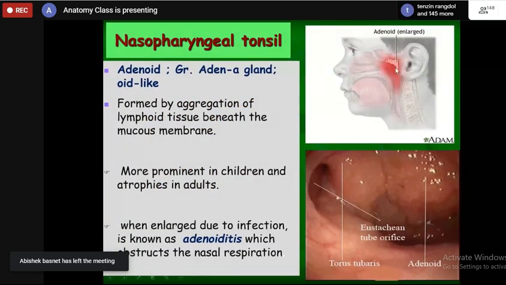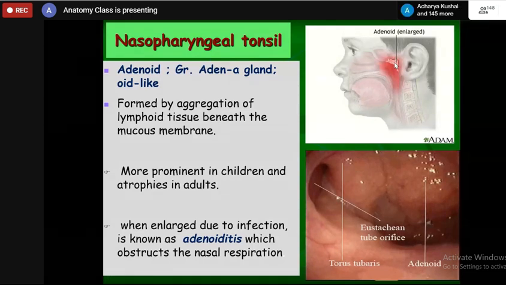Now next is the nasopharyngeal tonsil, this one. This tonsil is named adenoid. That means it is derived from the Greek word adenoid, meaning gland-like. This is the aggregation of lymphoid tissue which looks like a gland, so the name is given as adenoid. Now how has this nasopharyngeal tonsil been formed? It is formed by the aggregation of lymphoid tissue beneath the mucous membrane. The nasopharyngeal tonsil is more prominent in children, and it atrophies in adults.